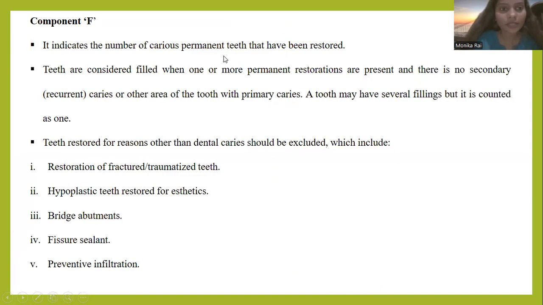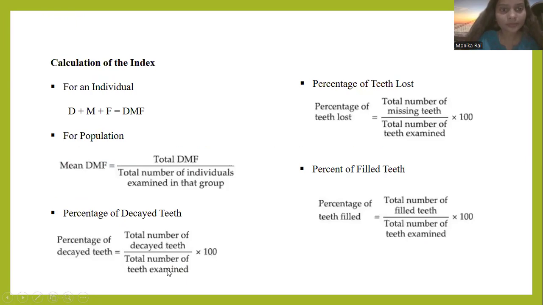In the F component, it indicates the number of carious permanent teeth that have been restored. Teeth are considered filled when one or more permanent restorations are present and there is no secondary recurrent caries or other area of the tooth with primary caries. A tooth may have several fillings, but it is counted as one. Teeth restored for reasons other than dental caries should be excluded, which include restorations of fractured or traumatized teeth, hypoplastic teeth restored for aesthetics, bridge abutments, fissure sealants, and preventive infiltrations.